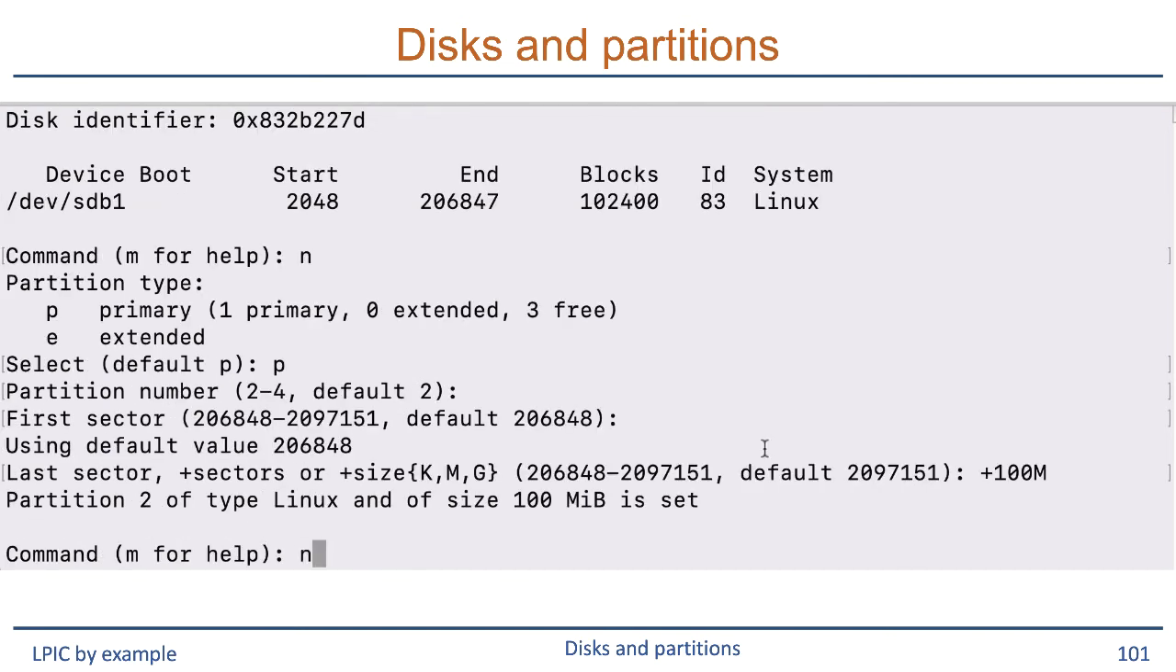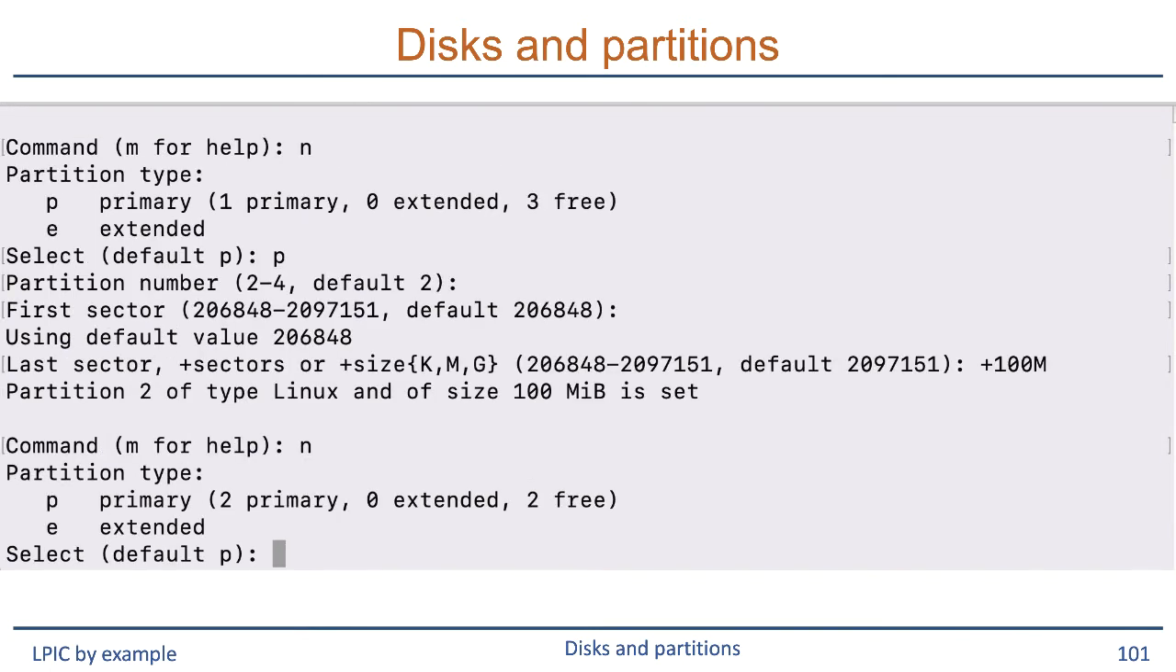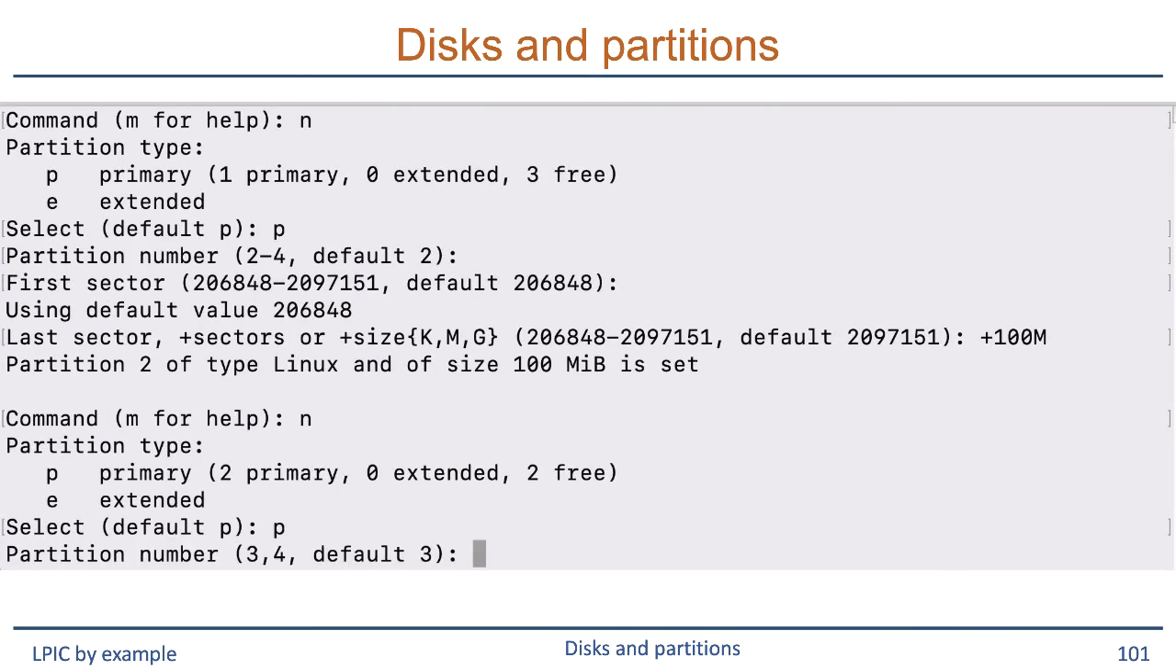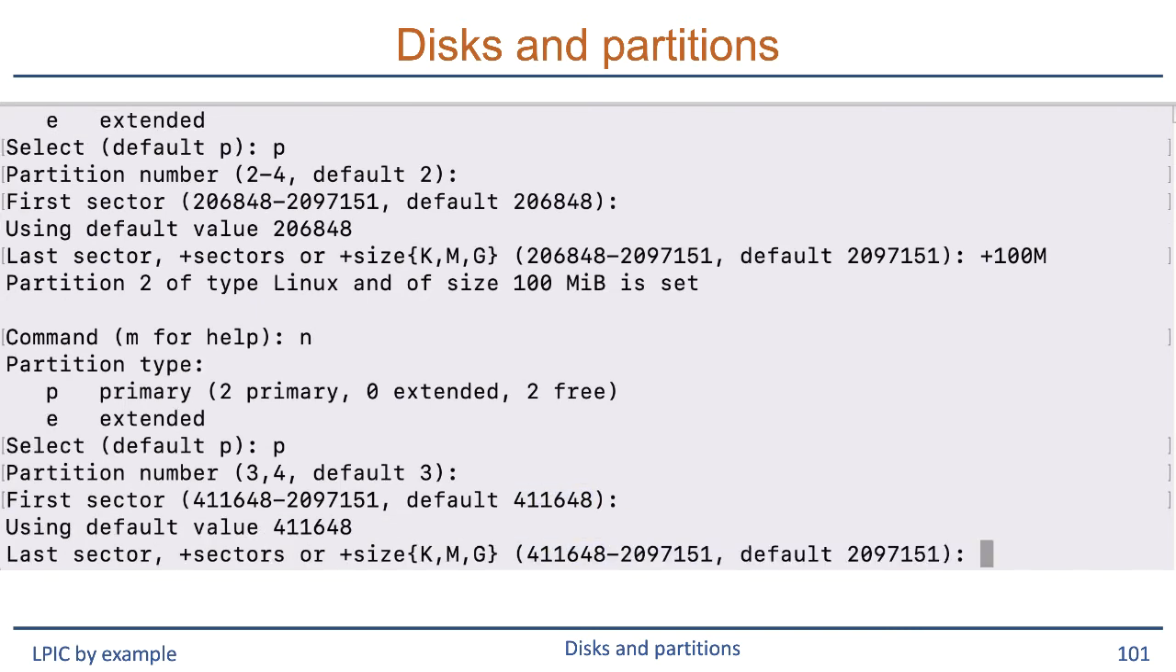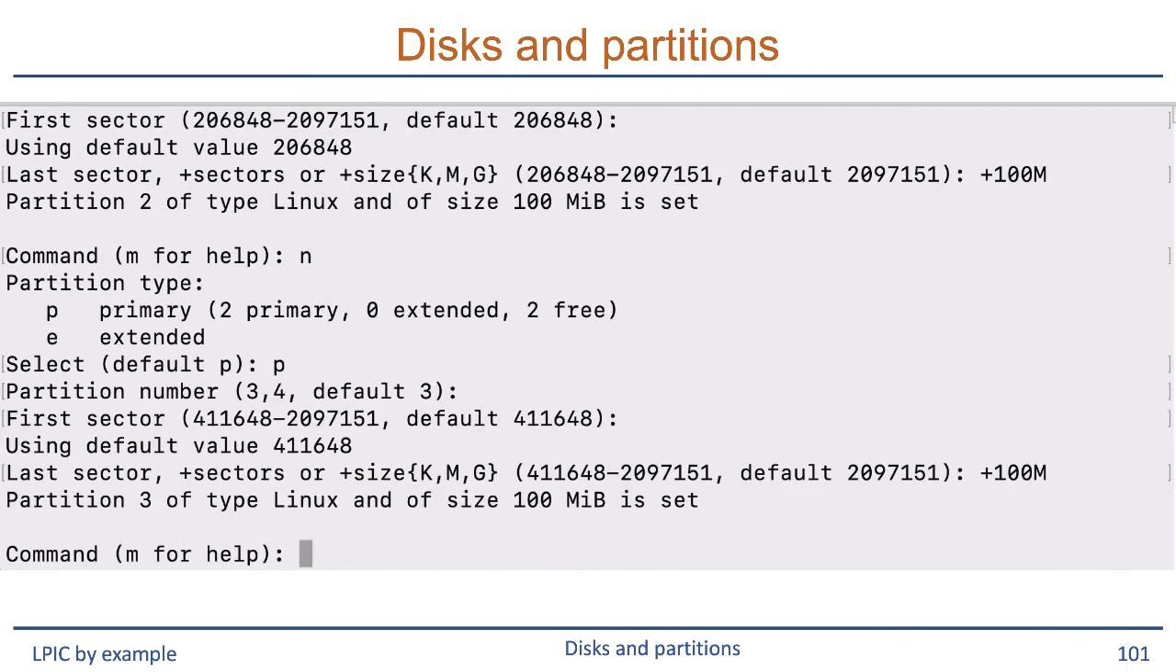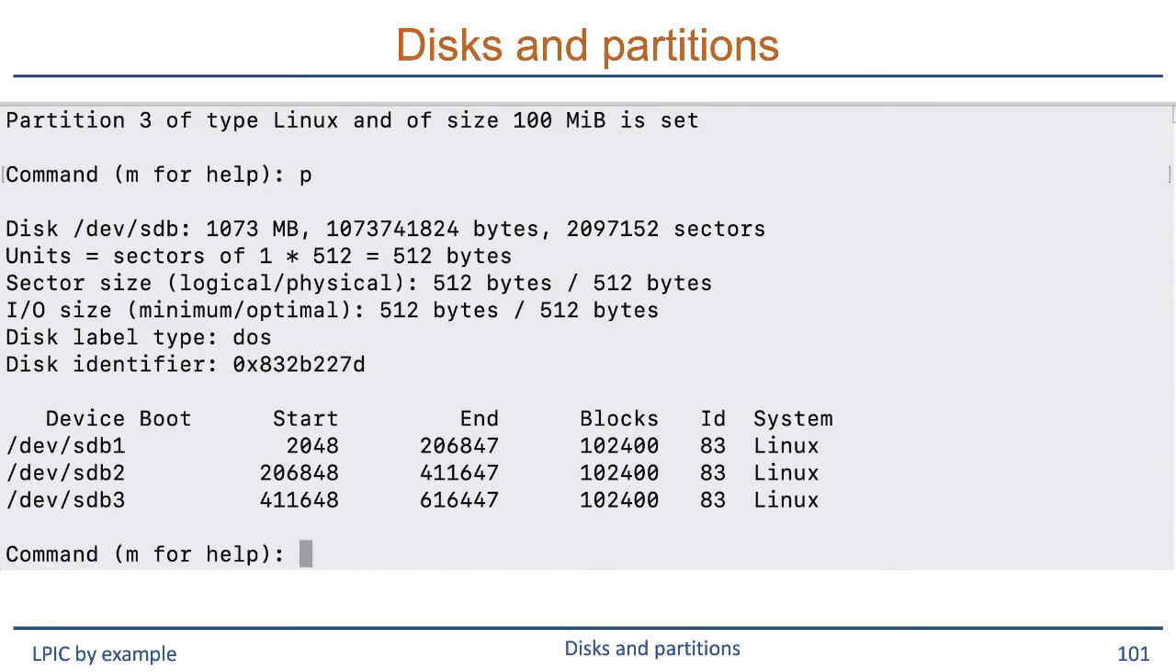So we again say 100 megabytes. And now let's go for the last one, which is the third. We're not going to create a fourth or an extended, so let's just create a third partition, also primary, starting point defaulted. We take that just like we did the previous one, and again we say 100 megabytes. And now when we do a p, it tells us we have 3 partitions.